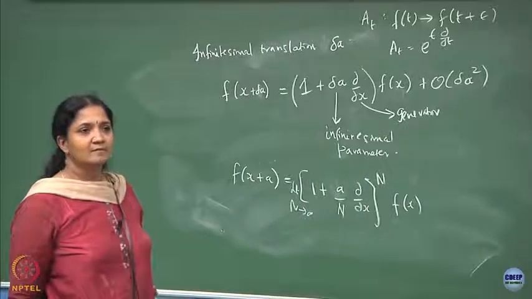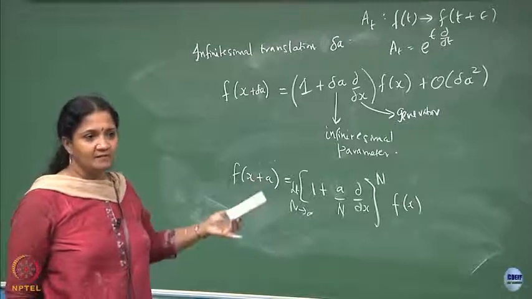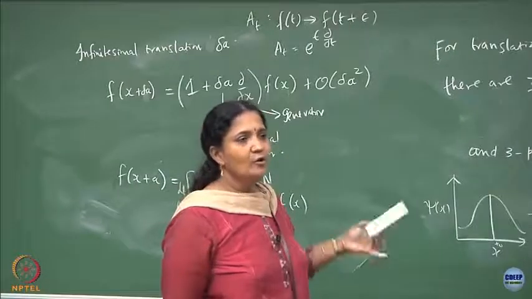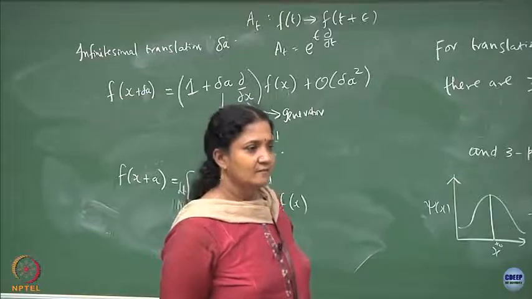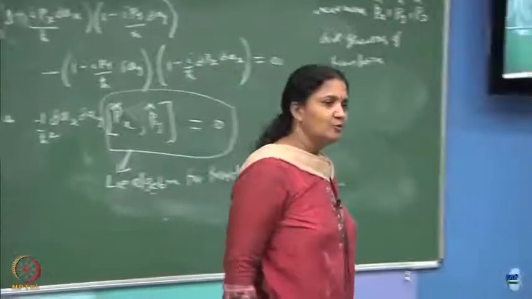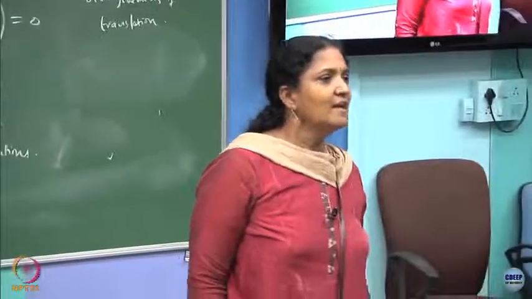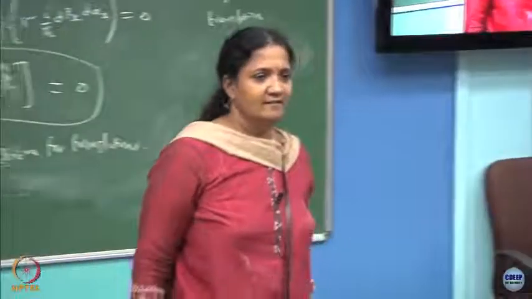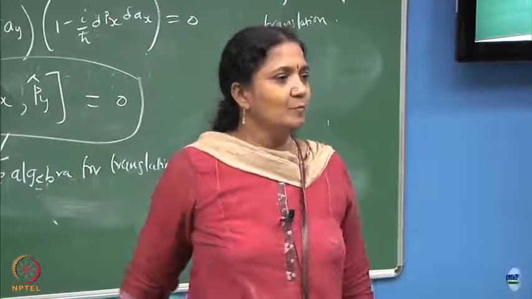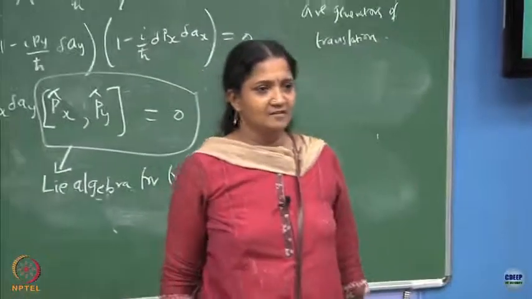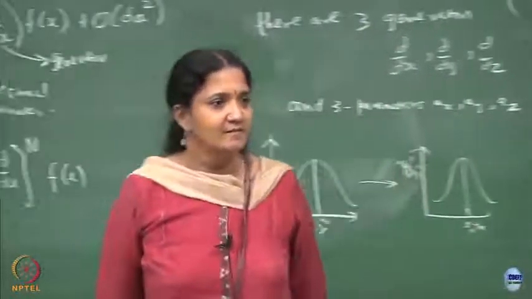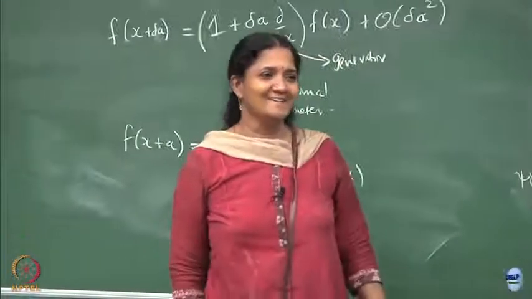Is that right? Just like I did with del by del x, A is replaced by epsilon del by del t. And you all know in quantum mechanics, i h cross del by del t can be interpreted as the Hamiltonian operator. So, the generator of time translation is the Hamiltonian. Just like linear momenta are generators of space translations, the Hamiltonian is the generator of time translations. Is that clear? Is the jargon getting clear to you?